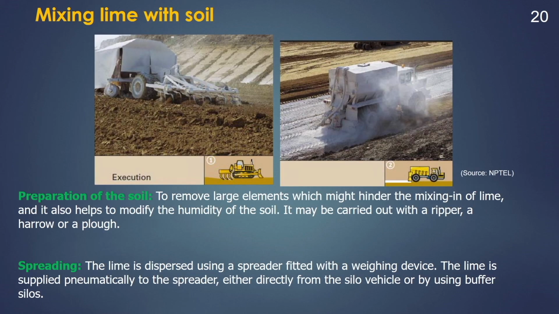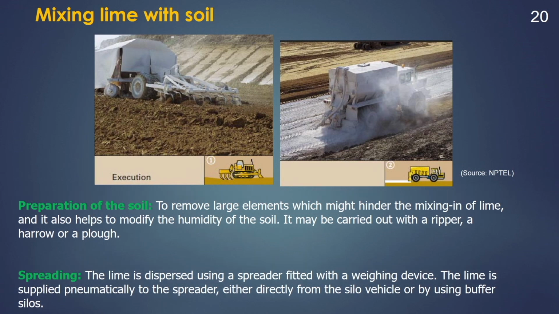Next is how to mix lime with the soil. These are the different steps to apply lime to the soil. In the first stage, in the execution stage, we need to prepare the soil. In this step, the soil will be excavated and pulverized. The larger particles will be crushed to make smaller particles, and this can be carried out using a reaper or a harrow or a plough. This will also help in modifying the humidity of the soil.